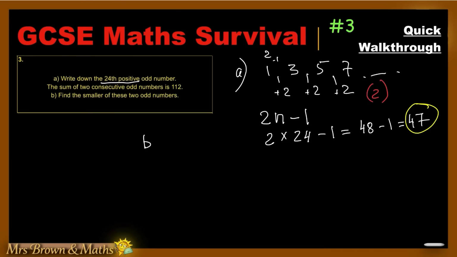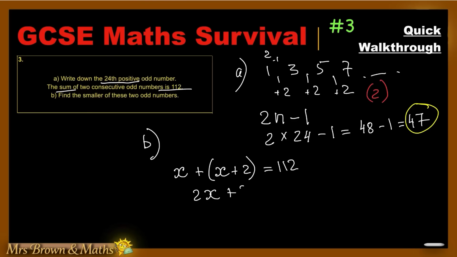Question 3b. 2 consecutive odd numbers add to 112. Let the smaller odd number be x, and the following odd number will be x plus 2, because if you remember from question a, the pattern is every time add 2. So what do we have? x plus x plus 2 will be 112. Let's simplify. x and x will be 2x, still plus 2, will be 112.